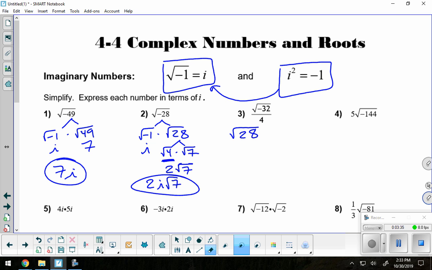Another way you could break down the square root of 28. Maybe if you started with something besides 4 and 7, let's just say you started with 2 times 14.